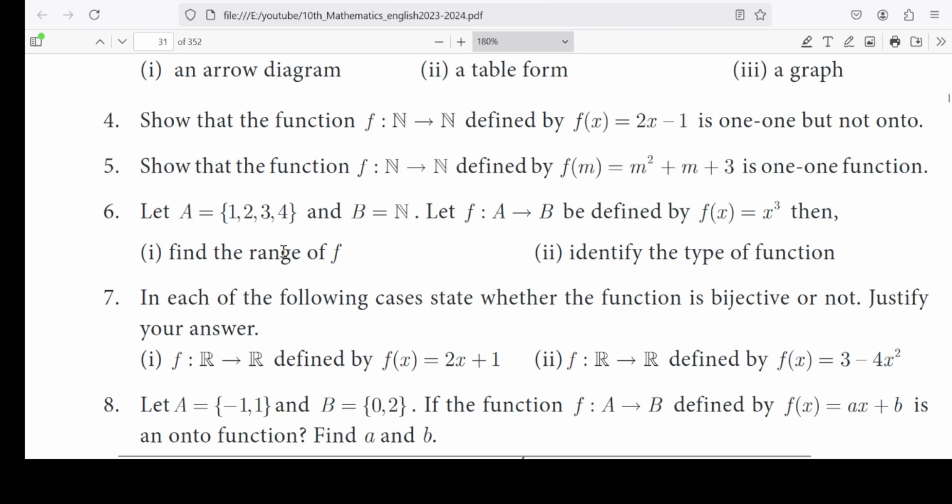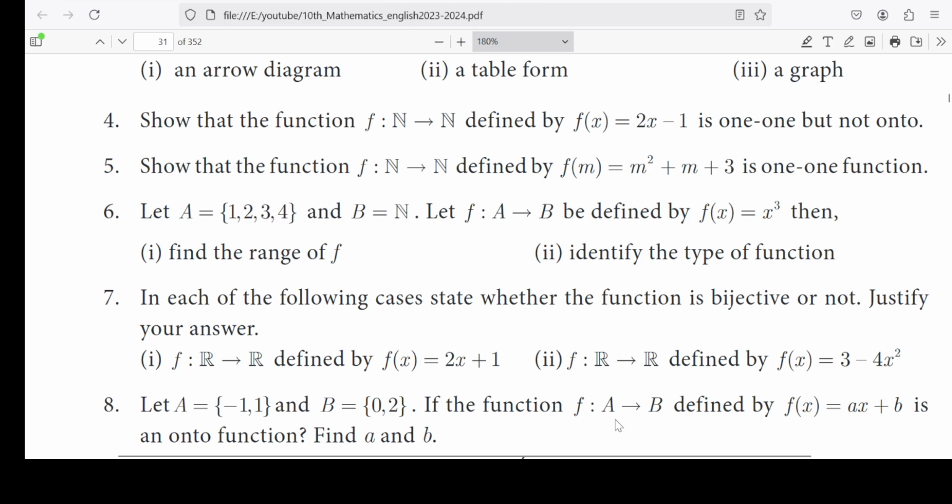We already discussed this range concept in one of my previous videos. Do check out the description box, the video link is there, so you will be able to know the concept of range. And now the second one: you have to find out the type of the function, whether it is a one-to-one function, onto function, or into function. This is all about the question.